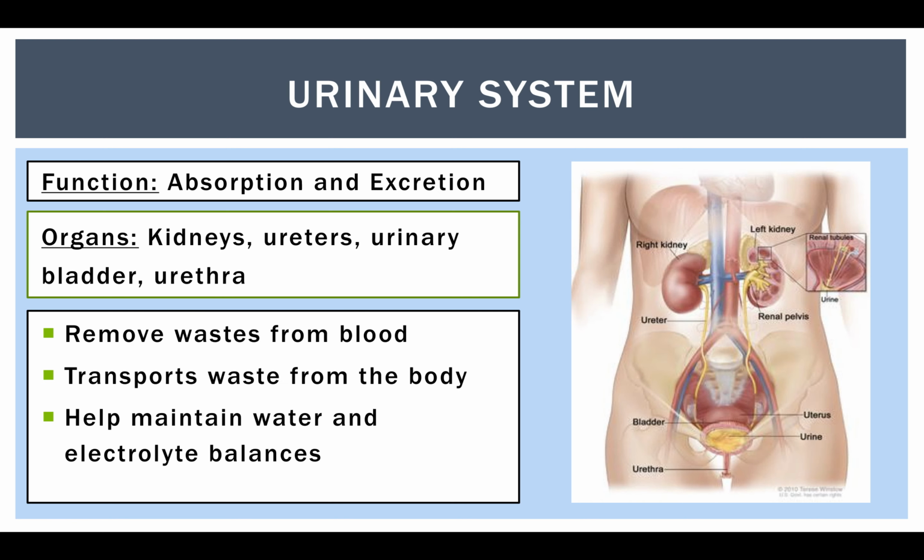The urinary system also functions for absorption and excretion, keeping things in the body and getting things out of the body. The organs are the kidneys, the ureters, the urinary bladder, and the urethra. The urinary system first removes waste from the blood in the kidneys. It then transports that waste from the body. In doing this, it helps maintain your water and electrolyte balances.